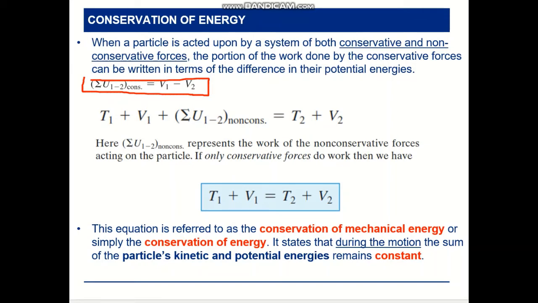If only conservative forces do work, then we have the first kinetic energy plus the first potential energy equal to the second kinetic energy plus the second potential energy, so the non-conservative term goes to 0. This equation is referred to as the conservation of mechanical energy, or simply the conservation of energy. It states that during the motion, the sum of the particle's kinetic and potential energy remains constant.